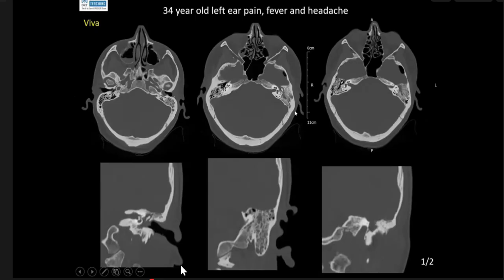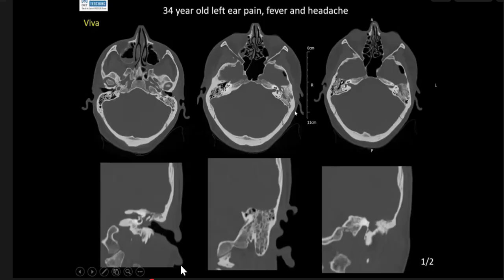So, axial CT images in bone window and cone down images of the ear, bone window in coronal sections. So, there's increased sclerosis of the bone. Don't worry about sclerosis. That is just because of the windowing. Don't worry about it. Right.